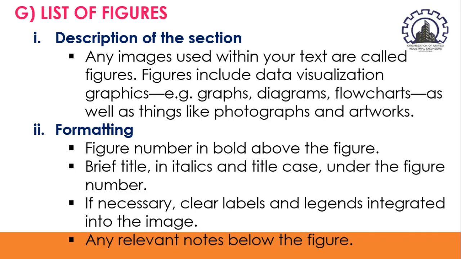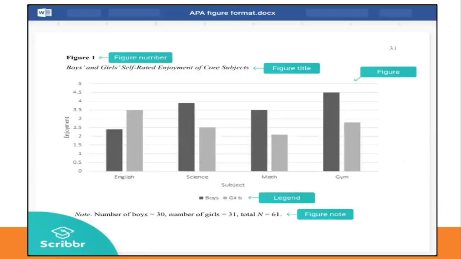Okay, in formatting your list of figures, the figure number should be in bold above the figure. Same with tables, there should be a brief title in italics and title case under the figure number, okay? If necessary, there should be a clear label and legends integrated into the image, okay, for clarity purposes, and any relevant notes below the figure as well.